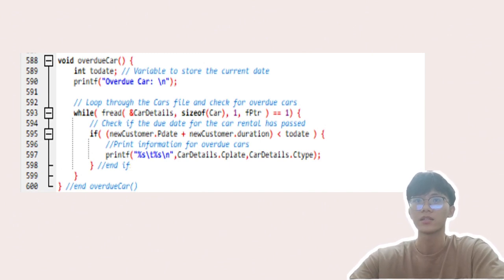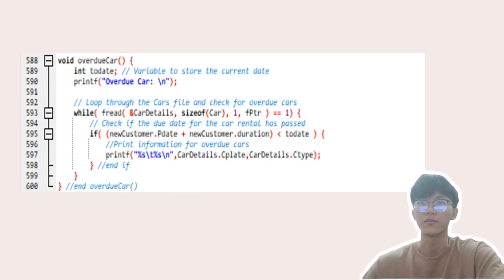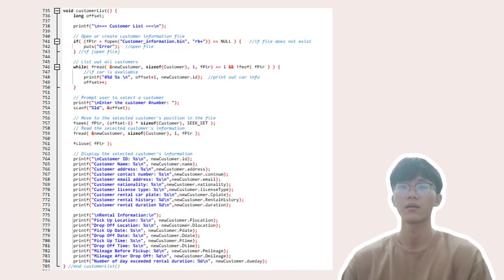As you can see inside this loop, there is a formula that checks if the due date for a car rental has passed the current date, which is stored in the variable toDate. If the condition is true, it means that the car is overdue. And if the car is overdue, this function will print information about the overdue car, specifically its license plate and type. The loop will continue until all cars in the file have been checked.